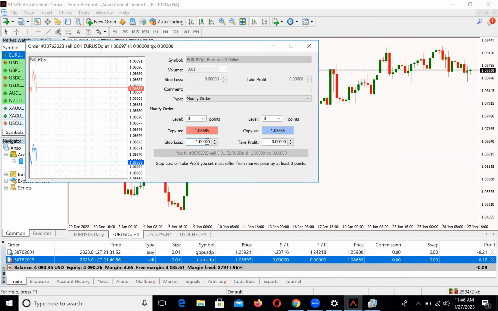Okay. I need a stop loss of 25 pips. Oh, that's 1.08947. So how did you get that figure now? I times the 25 by 10 and then added it with the current price. Okay, all right, that's good.